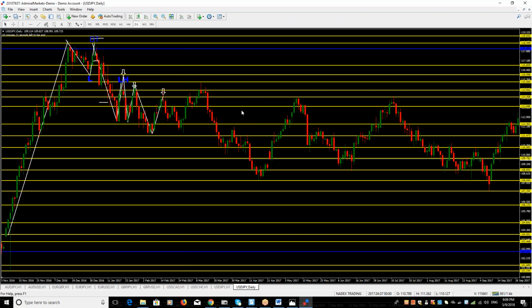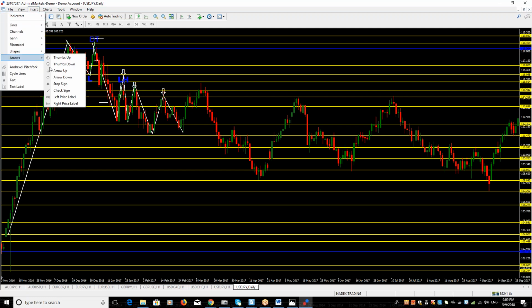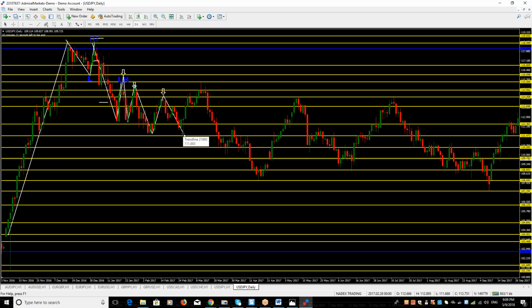Okay. Now it seems to me that the market is changing direction, because we've got these two double bottoms here. So I'll be looking to buy there, as I said. So here, I'll be looking to buy. Okay.